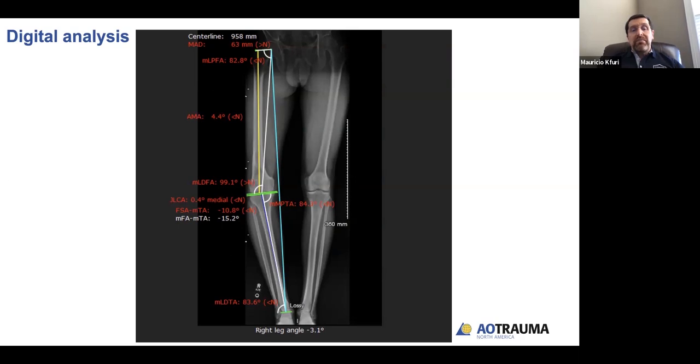If you look at the MPTA, it's 84 and normal is 87, so it's just 3 degrees off from the proximal tibia. It's a little more coming from the distal femur. And since he has a malunion in the distal aspect of the femur, you're going to say, well, probably I have to address this deformity by going directly to the femur where he had the original fracture.